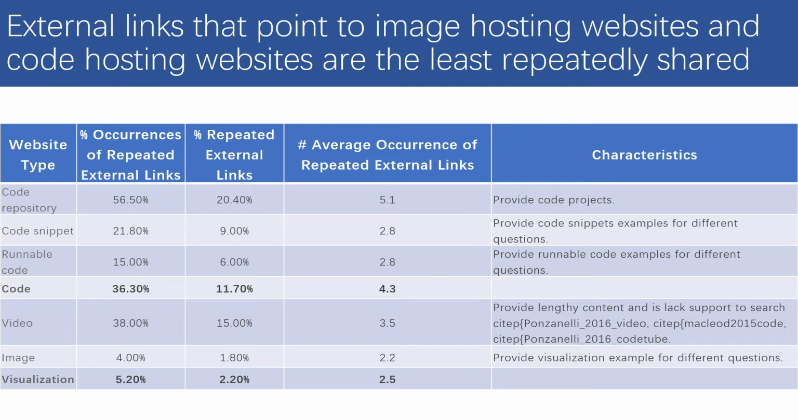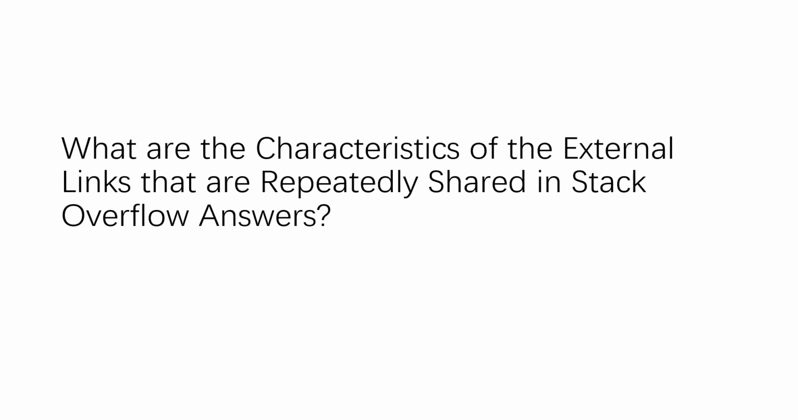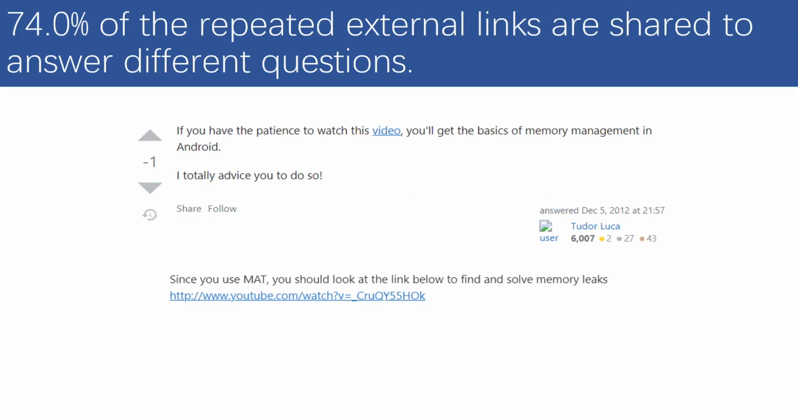One possible reason is that the images are used to provide visualization examples, and different questions are expected to use visualization examples case by case. Finally, we would like to characterize the external links that are repeatedly shared in Stack Overflow answers. This is because answers in Stack Overflow comprise a valuable knowledge base, and future developers would read answers to find solutions. We observe that 74% of the repeated external links are shared to answer different questions.